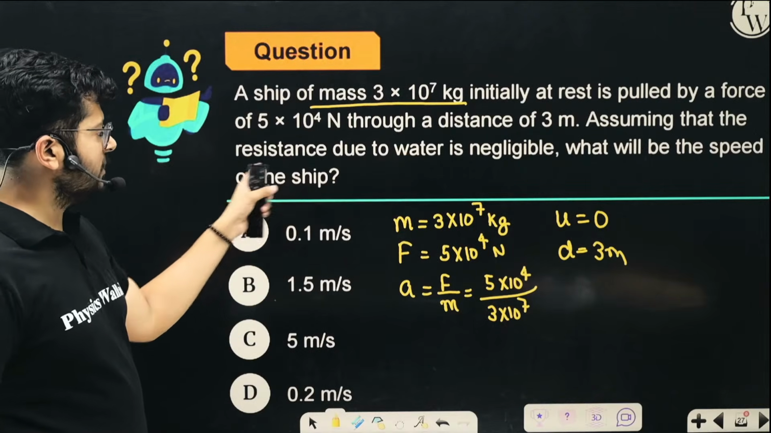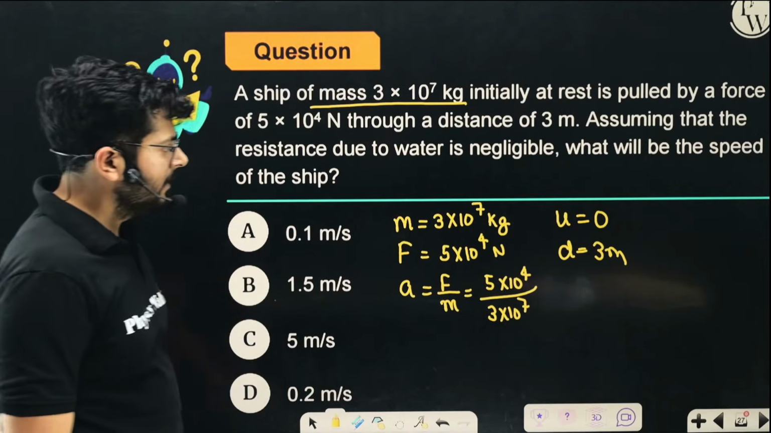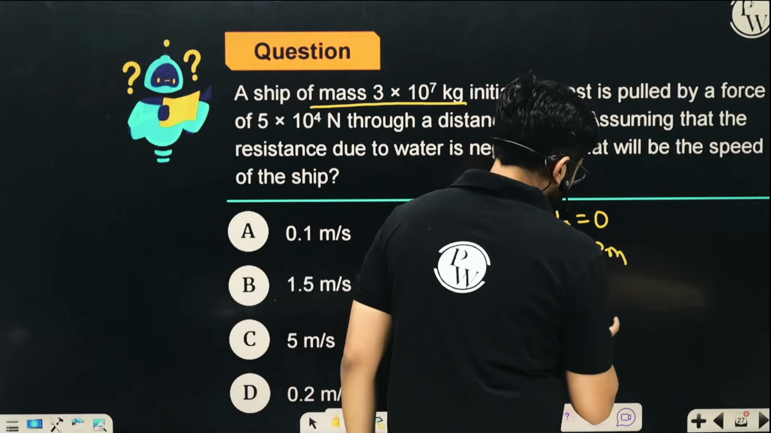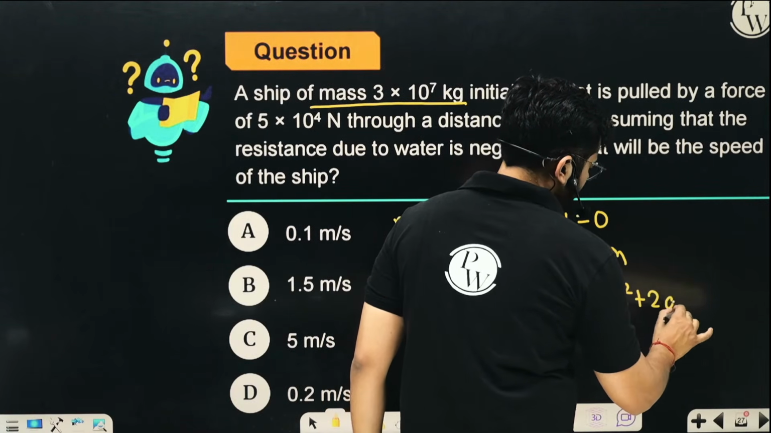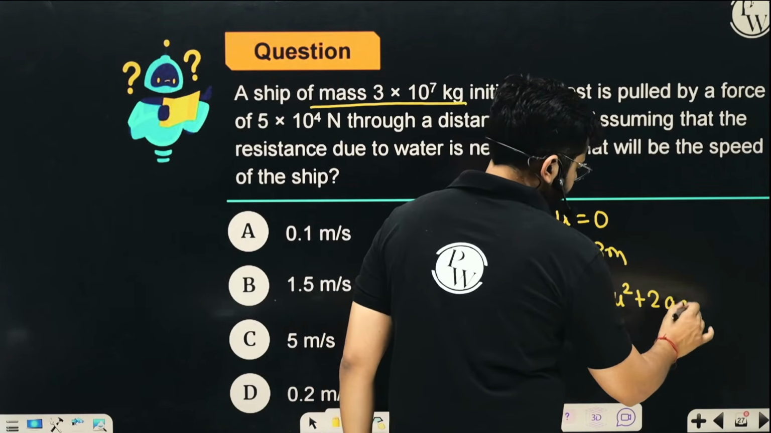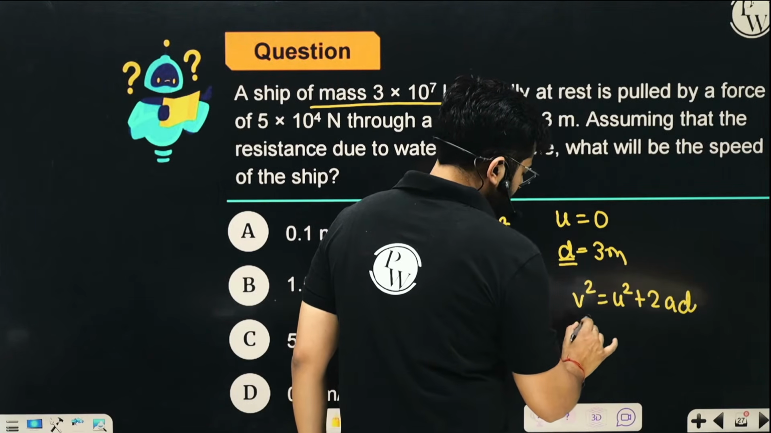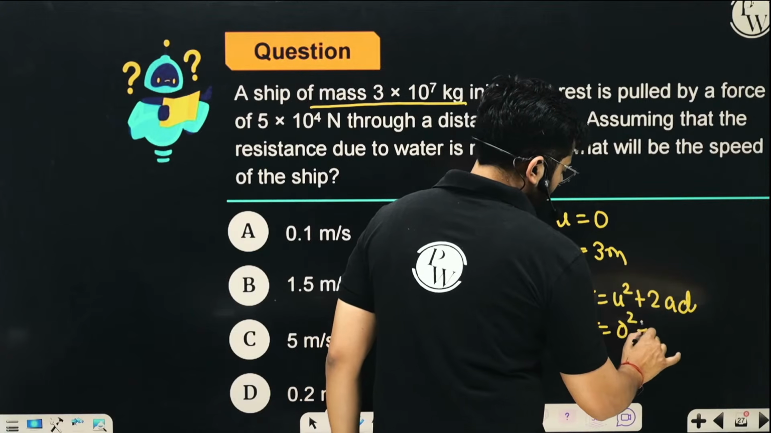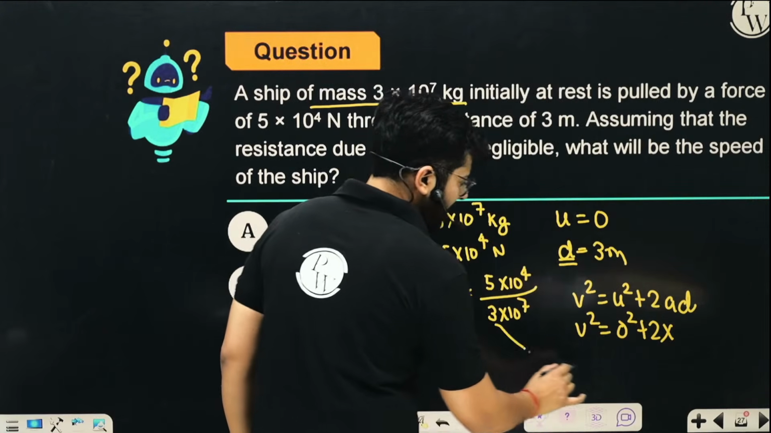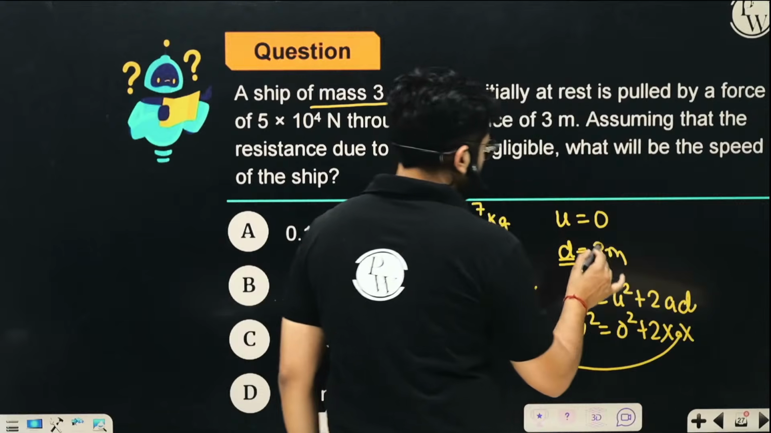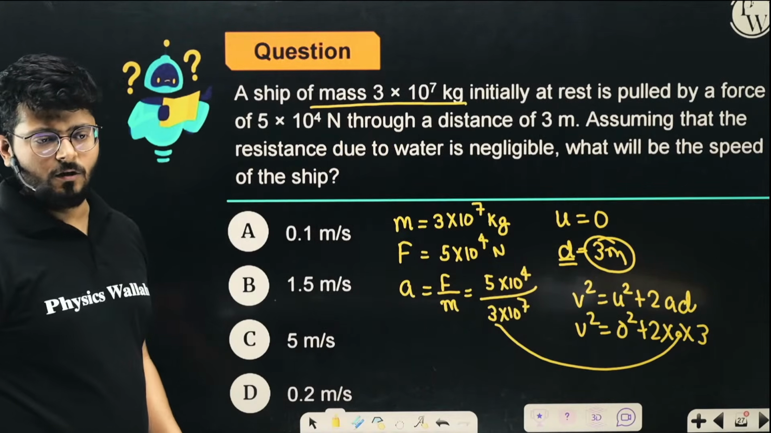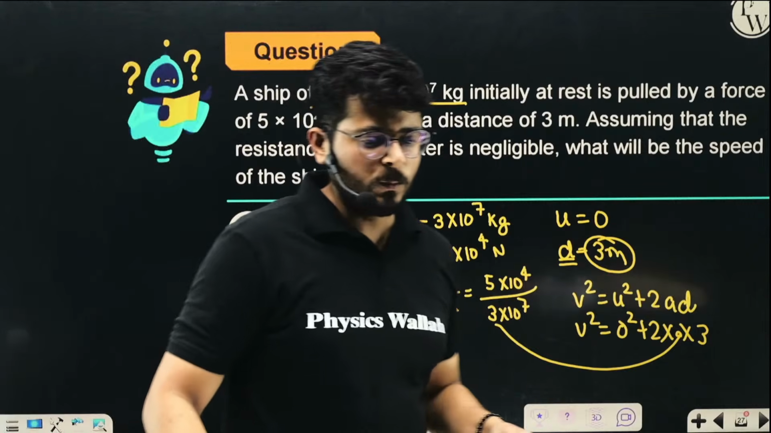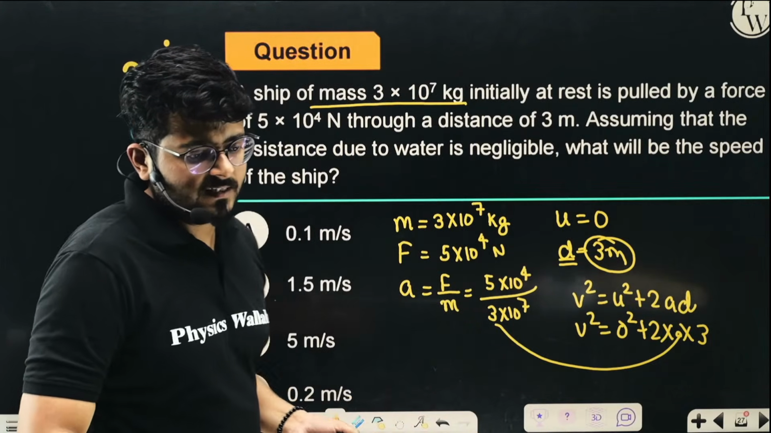We want to know the speed of the ship after a certain time. So we can say v square is u square plus 2a into displacement. Final velocity square is initial velocity square plus 2a s. Acceleration you have calculated, you can put it over here, and displacement is 3 meters. That's it. You can solve it and get the value of the final velocity. I hope the idea is very, very clear, and let us move on and talk about the next idea.